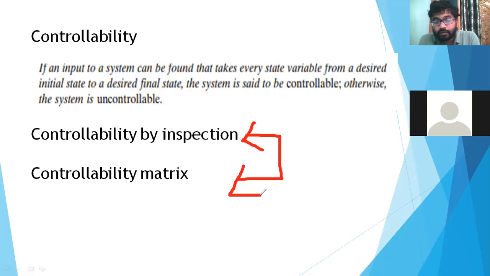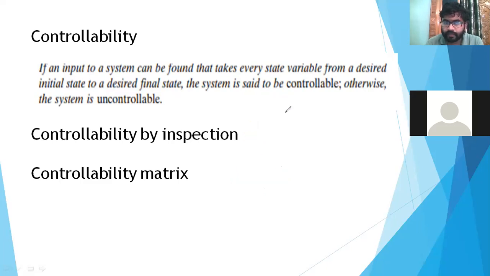Now this controllability can be obtained. We can comment on controllability by inspection or by some method. It is like commenting on stability in case of transfer function.